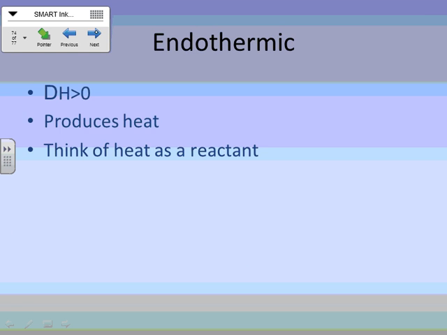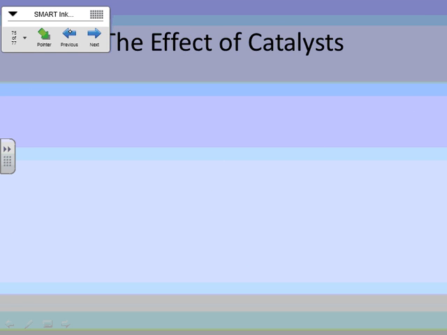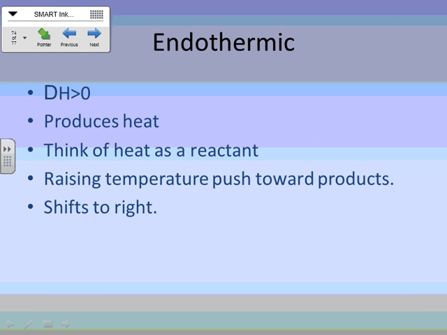Endothermic is going to be the exact opposite. Let me just put all this stuff up here. And again, this is supposed to be a triangle. Delta H is greater than 0. Produces heat. You could think of heat as produces heat. What? I just really messed these up. Sorry. Did it say produces heat on your notes also?